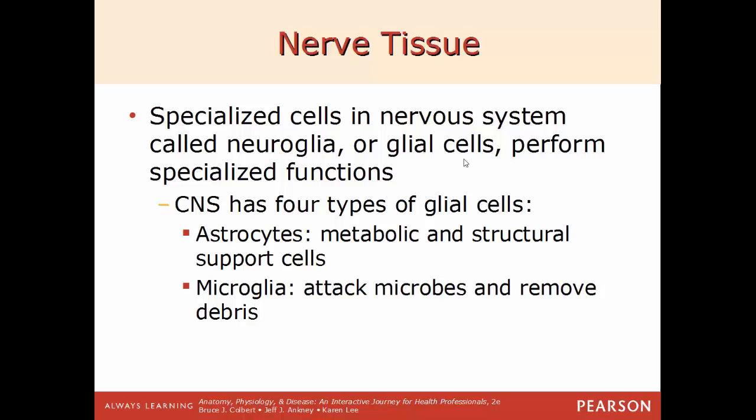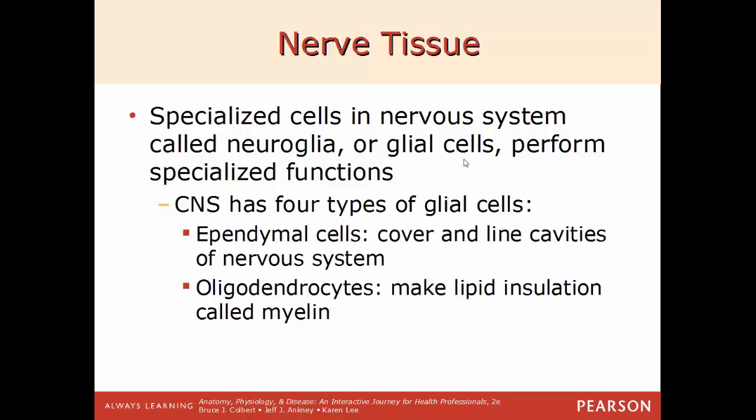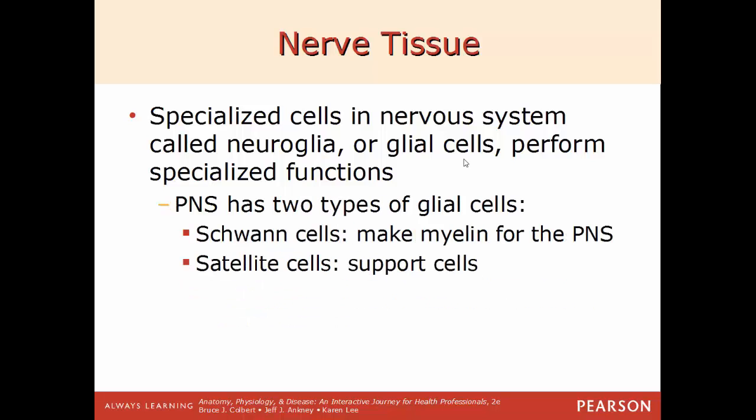Next kind, the microglia. These will attack microbes and remove any cellular debris, kind of cleaning up the clutter around cells that shouldn't be there. Next one, ependymal cells. These are what will cover and line the cavities of the nervous system. And these are the cells that also make the cerebrospinal fluid. And lastly, oligodendrocytes. These make a very special lipid insulation called myelin, and we'll discuss myelin in more detail here in a few minutes.